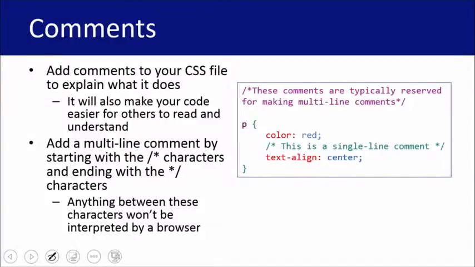All right. Last and not least, we want to talk a little bit about comments. You can add comments to your CSS file to explain what it does. It's going to make your code a little bit easier for others to read and understand. There are two different types of comments that you can add. You can add multi-line and also single line. They both start with a slash and an asterisk, and then end with an asterisk and then a slash. Anything that's between those characters won't be interpreted by a browser. And so you have our multi-line comments up here, and then also our single line comments down here. The only difference is that one takes up one line, and the multi-line takes up multiple lines.